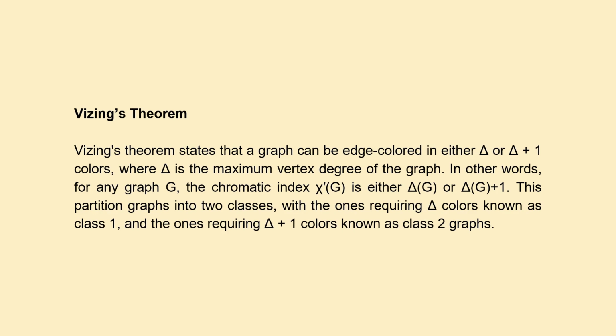Next is Vizing's theorem. Vizing's theorem states that a graph can be edge colored in either Δ or Δ + 1 colors, where Δ is the maximum vertex degree of the graph. In other words, for any graph G, the chromatic index χ'(G) is either Δ(G) or Δ(G) + 1. This partitions graphs into 2 classes, with the one requiring Δ colors known as class 1 and the one requiring Δ + 1 colors known as class 2 graphs.